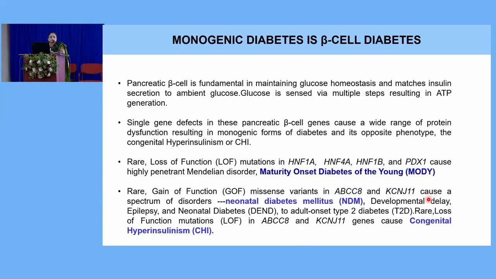So the basic fundamental is that rare loss of function mutations in HNF1 alpha, HNF4 alpha, HNF1 beta and PDX1, some of these genes, cause highly penetrant Mendelian disorder, and that is maturity onset diabetes of the young. Rare gain of function mutations also cause neonatal diabetes, and they actually happen in the ABCC8 and KCNJ11 genes, and rare loss of function mutations here cause hyperinsulinism. So you see a totally different scenario here, gain of function and loss of function. It is this that really forms the fundamental basis.